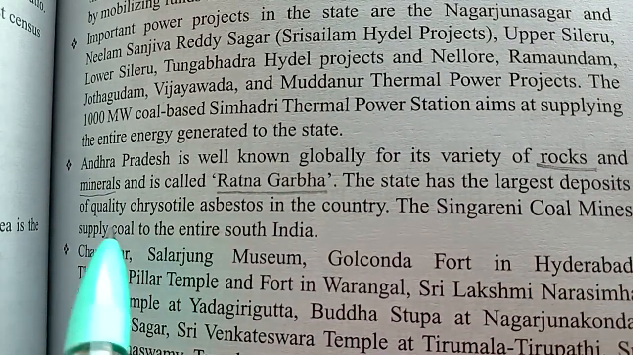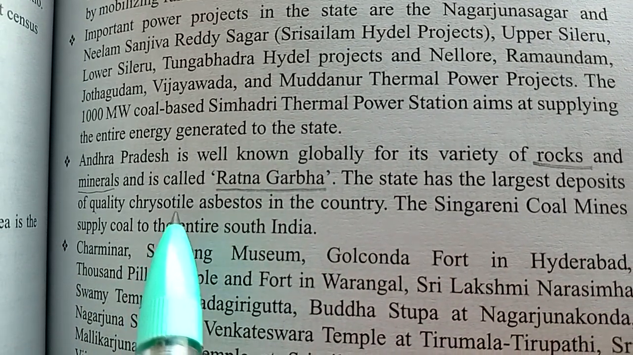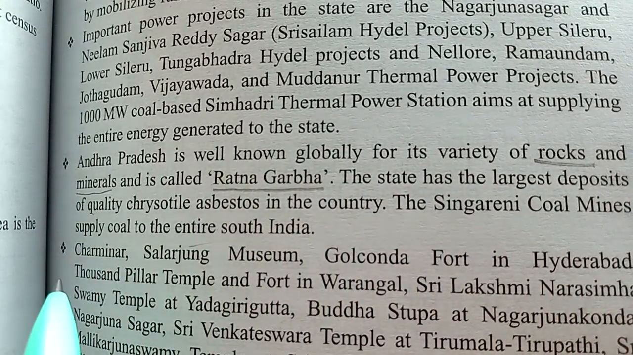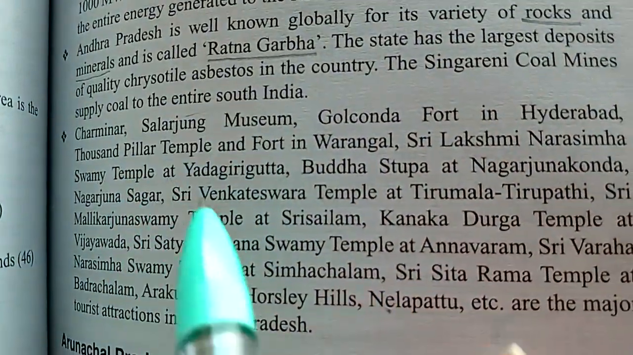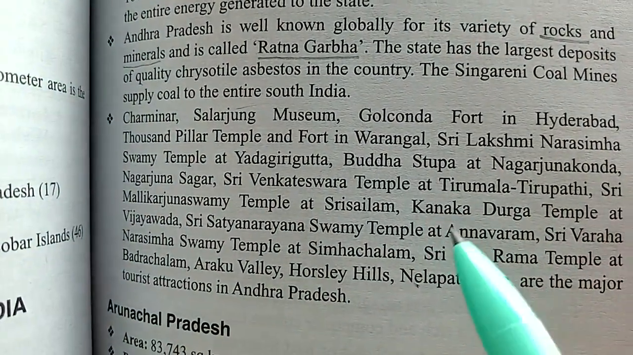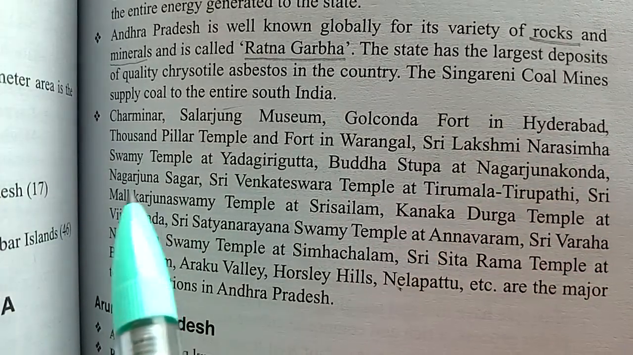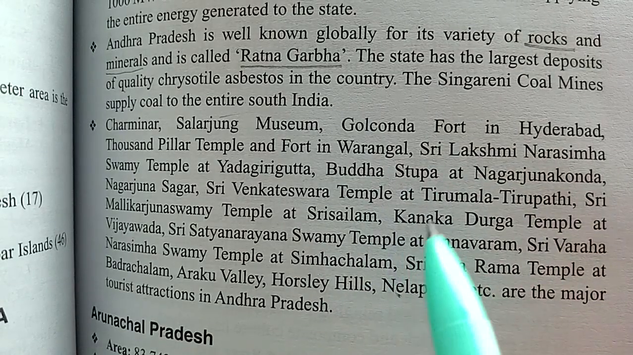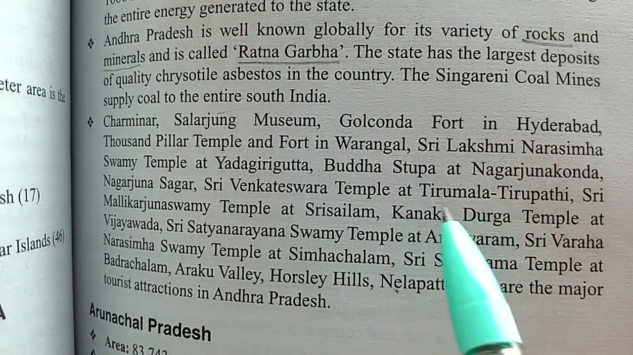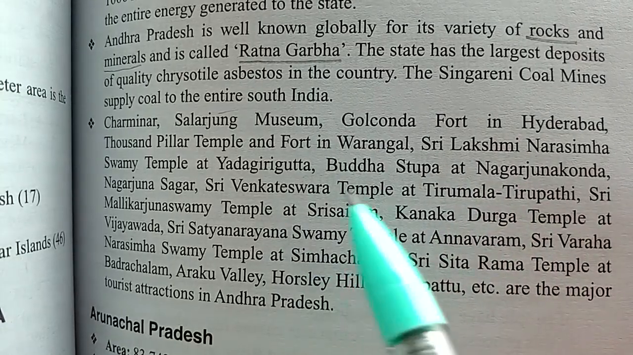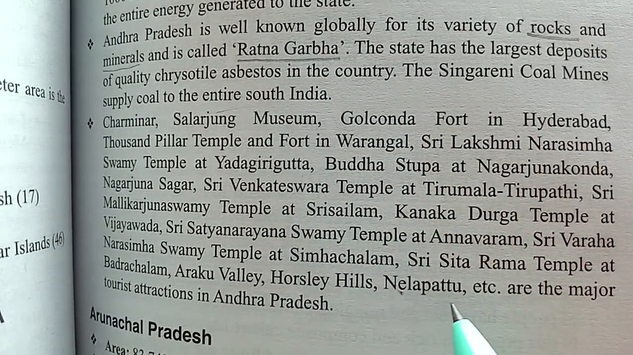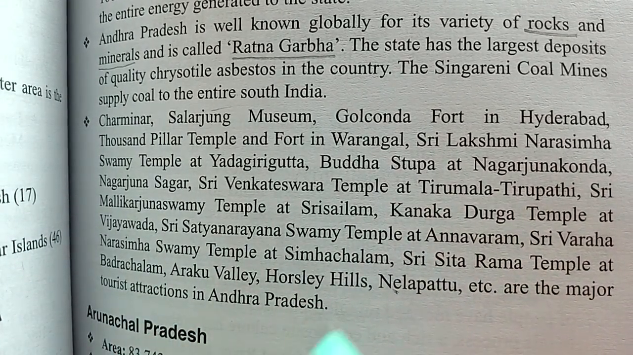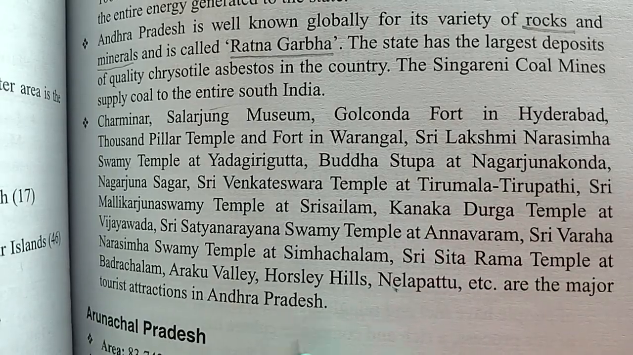This state has the largest deposit of chrysolite in the country. There are also coal mines. Then there are the temples and Buddhist stupas. These are the different types of temples present, along with the hills. There is the Sri Sita Rama temple, and so on. All these temples are present in Andhra Pradesh.